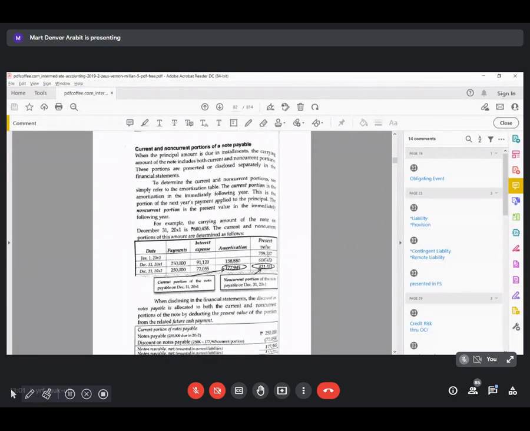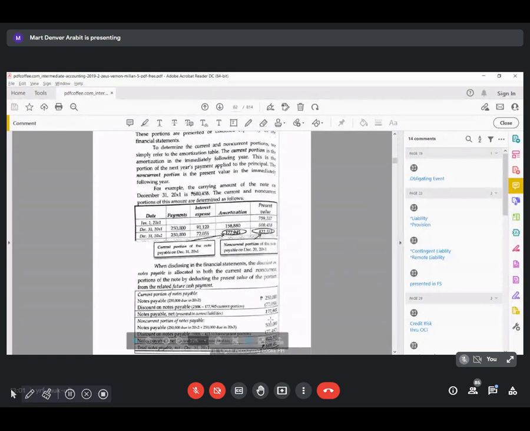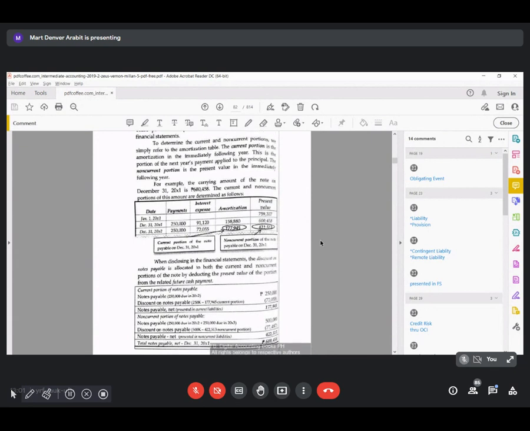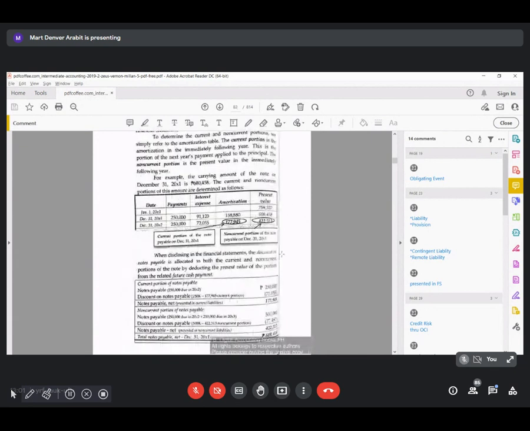Okay? So when disclosing in the financial statements, the discount on note payable is allocated to both the current and non-current portion of the note by deducting the present value of the portion from its related future cash payments. So itong 72,000, ito yung sa current portion, and the rest, ito yun, yung difference. Okay? Yung sa dalawang next installment, which is 500,000, and yung non-current portion niya, yun yung discount on notes payable or the non-current liability or the non-current portion nung notes payable.